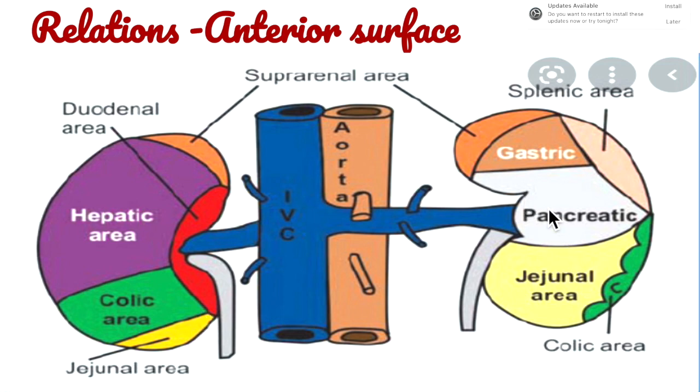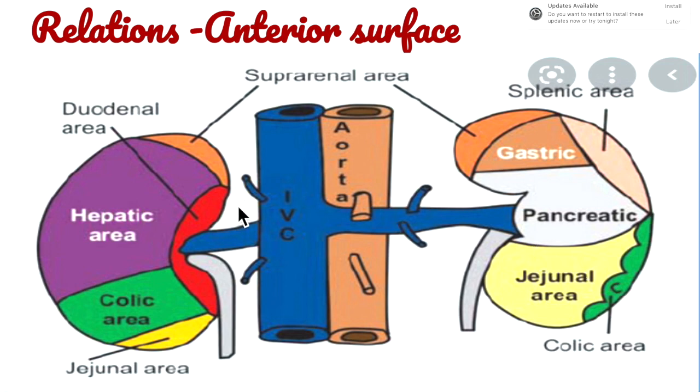You see this image, this is the left kidney. Here the upper pole gives attachment to the left suprarenal gland, and this is the gastric area related to stomach, and this is the splenic area related to spleen, and this is the area which is related to the body and tail of the pancreas, and this is the jejunal area which is related to coils of small intestine, and this green colored part is related to the descending colon.